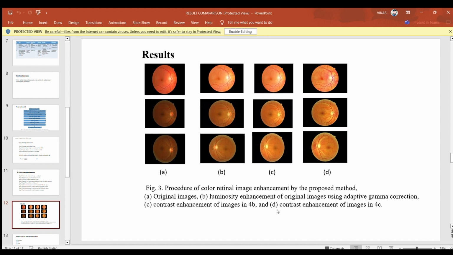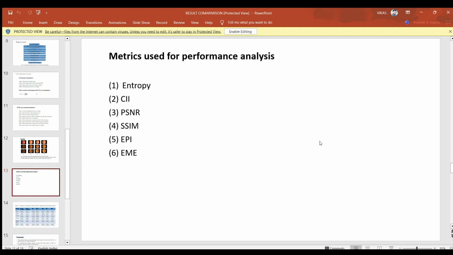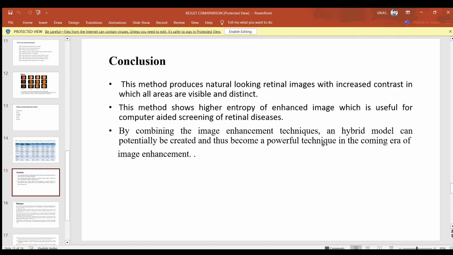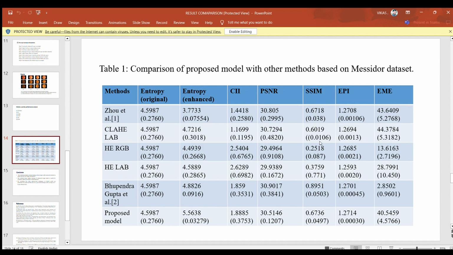This is the result. This is the original image, this is luminosity enhancement, this is first layer multi CLAHE and this is the second layer. This is the metrics used for performance analysis, and this is the comparison of the proposed model with other methods based on the Messidor dataset. This is discussed in the first lecture, and this is another research paper.